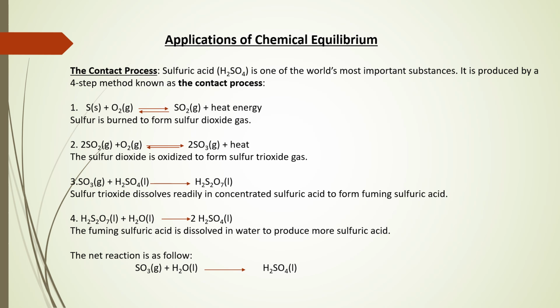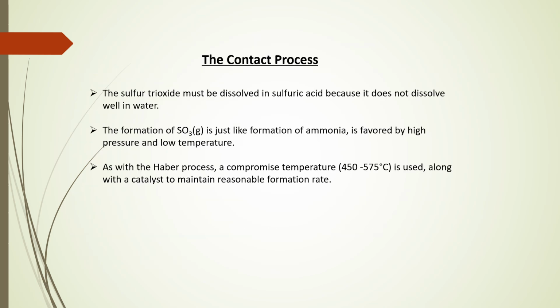The net reaction is as follows. SO3, which is gas, plus H2O, which is liquid, makes H2SO4, which is liquid. The sulfur trioxide must be dissolved in sulfuric acid because it does not dissolve well in water. The formation of sulfur trioxide, just like the formation of ammonia, is favored by high pressure and low temperature. As with the Haber process, a compromise temperature, which is 450 to 575 degrees Celsius, is used along with a catalyst to maintain a reasonable formation rate.